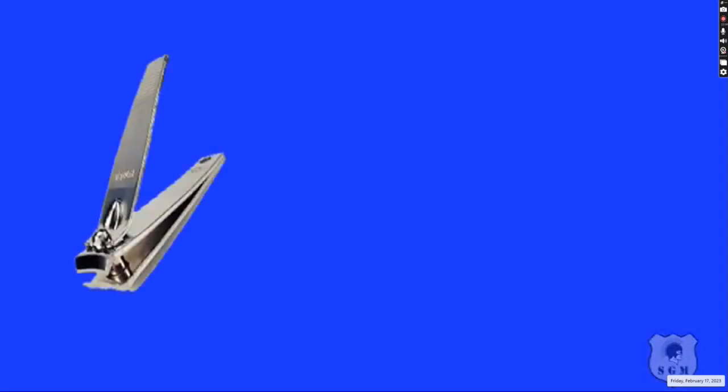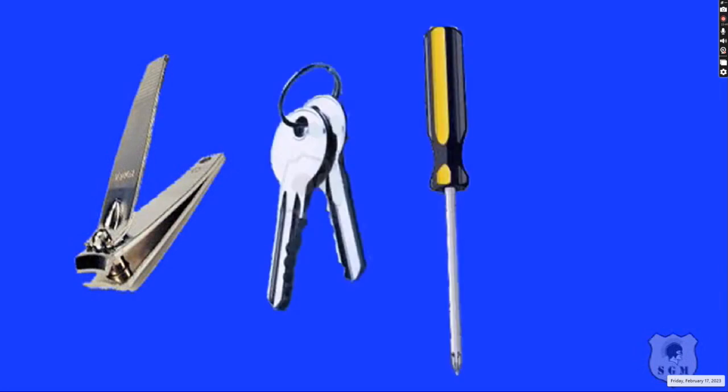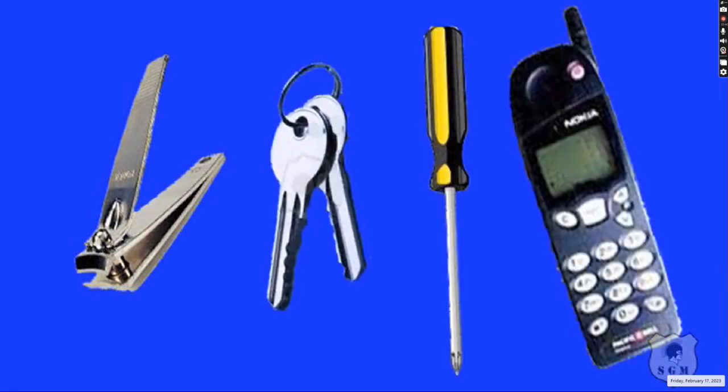A weapon is anything that could be used to harm you or someone else. In an arrest situation, even a ballpoint pen could be considered a weapon. Anything that a person has on them at the time of their arrest that could be used to injure you is considered a weapon. Nail files, keys, tools, cell phones, etc.